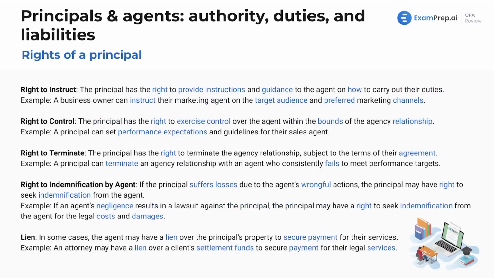Here we go. What are the rights of a principal? What does the principal have the right to do? The principal has the right to provide instructions and guidance to the agents on how to carry out their duties. But you have the right to tell them what to do. I mean, you're hiring them for something.